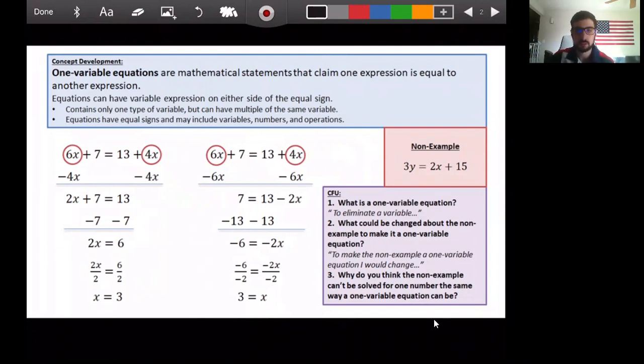So this is very similar to what we've done before already this year, except we only had a variable on one side. So with this, the very first thing we're going to need to do is just move the variable to the other side. Other than that, we are going to do everything else like we've already done throughout this whole year.